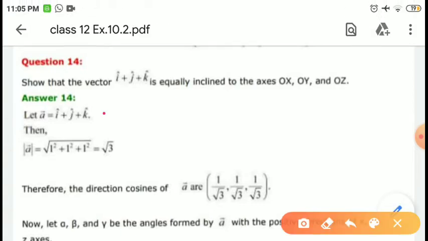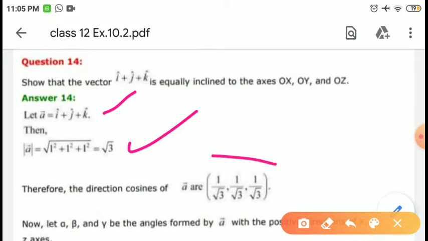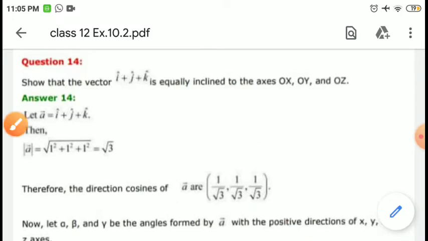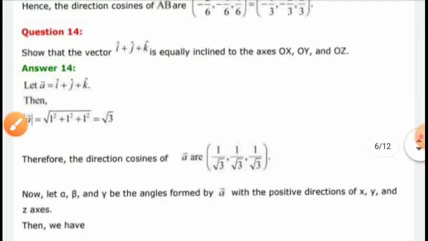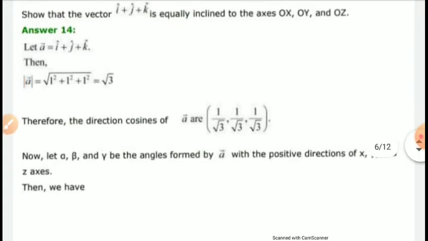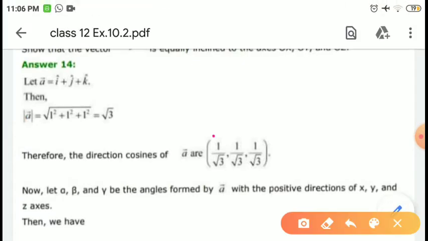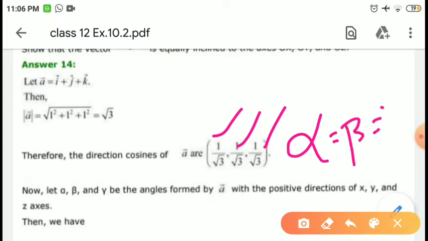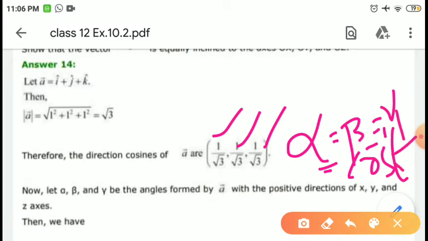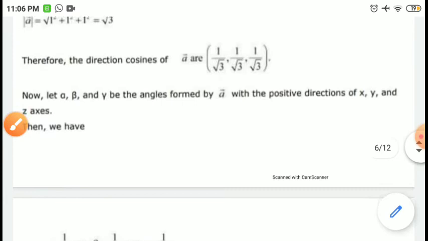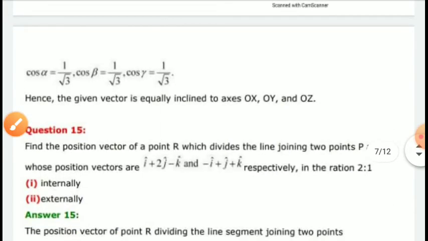For the vector a bar, if you find the magnitude and the direction cosines, they are 1 by root 3. As the direction cosines are equal, you can say that it makes equal angles. What does this mean? This is cos alpha, this is cos beta, cos gamma. So alpha, beta, gamma are equal, and they are equal to cos inverse of 1 by root 3. You can note this point down too.